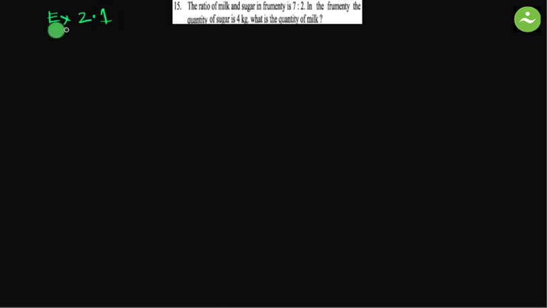Exercise 2.1. Question number 15. The ratio of milk and sugar in Frumenty is 7:2. In the Frumenty, the quantity of sugar is 4 kg. What is the quantity of milk?